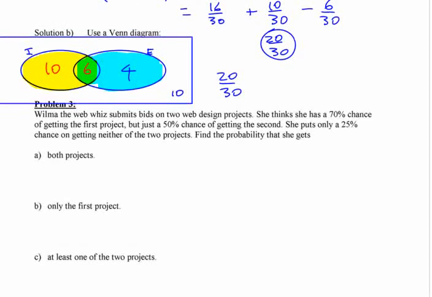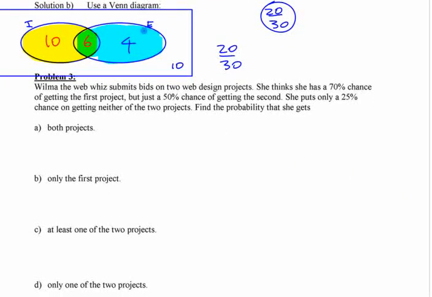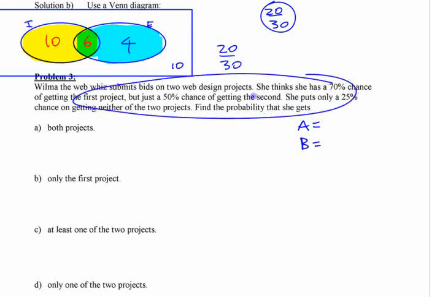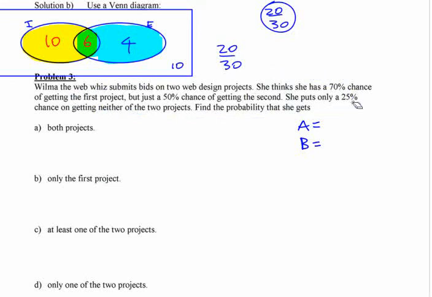Can you try thinking about the last question here? Maybe do it both ways. Set up a Venn diagram and use formulas if you want. I would set up the thing first and make a list of what you have. Use A for first project, B for second project, or something like that. Make a list of the probabilities you're given here, and then see what else you can work out. Okay?